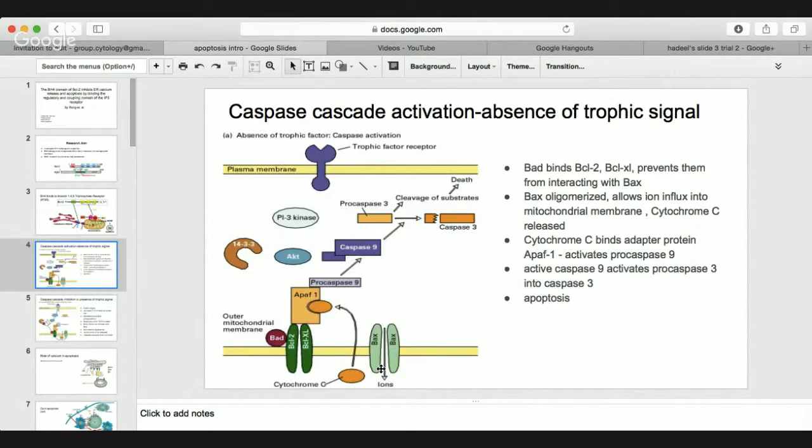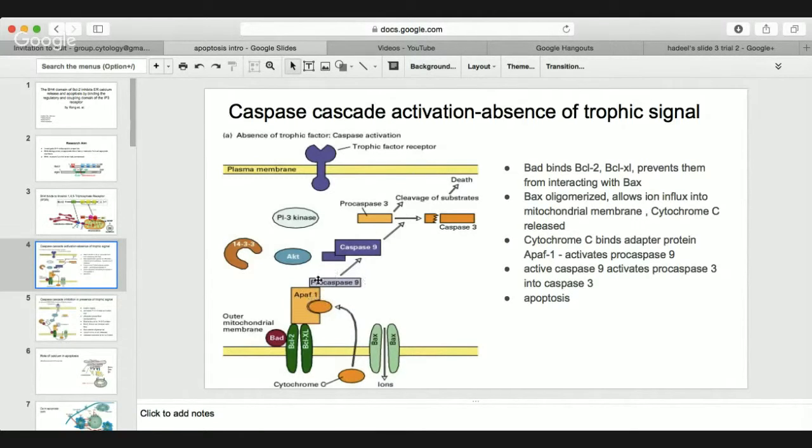and then BAX is able to form homodimers, which permits the ion influx from the cytosol into the mitochondria. It is unknown why the ion influx causes the cytochrome C to be released into the cytosol, but that's the result. Cytochrome C is released into the cytosol and binds with APAF1, which is the apoptotic peptidase activating factor 1.